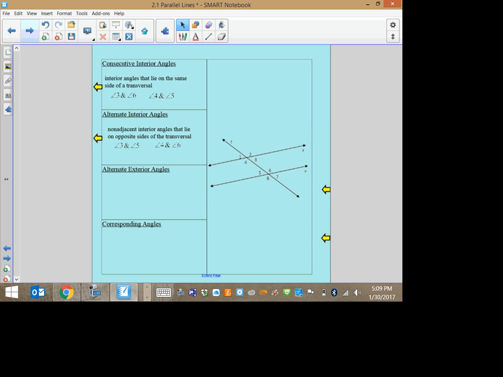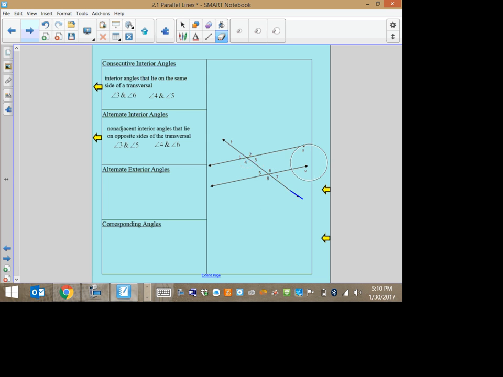Alternate interior angles are non-adjacent interior angles that lie on opposite sides of the transversal. So again, we have our transversal, and they are alternate interior. Non-adjacent means that they can't be on the same line. But they have to be interior, so that would be angles 4 and 6, because they're both interior, but on opposite sides of the transversal and not next to each other, and angles 3 and 5.